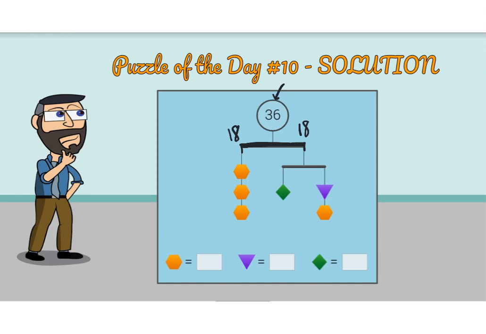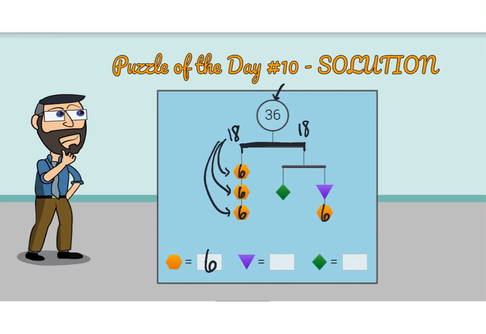If I know that each side is equal to 18, it becomes a little bit easier for me to realize that these orange hexagons have a value of 6. So I'm going to label all of them 6, and I know that those are 6. The way I figured that out was taking this 18 and dividing it by 3.